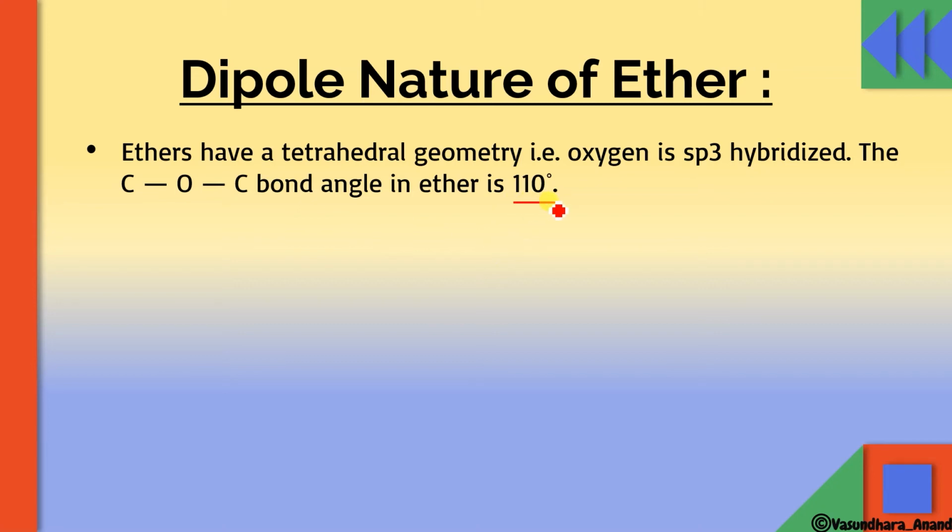So why so? The question can be asked why ether has a bond angle of 110 degrees, or what is the nature of ether, whether it is polar or non-polar. Another question can be asked that although it has tetrahedral geometry, the bond angle is 110, why not 109.5 degrees? Because sp3, so it will be 109.5, isn't it? Clear? So why is the bond angle like that?